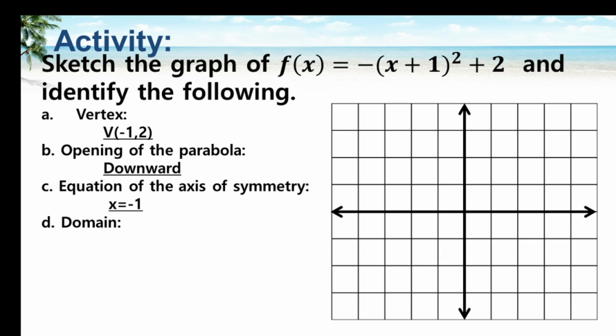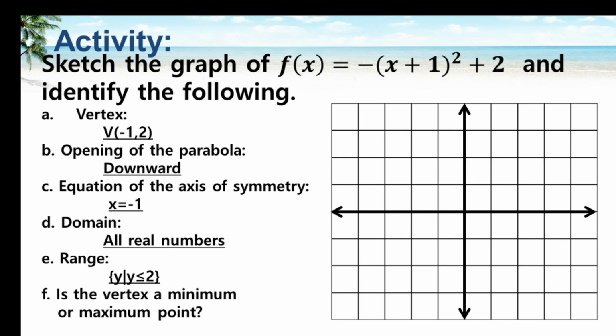What is the domain of the function? The domain is the set of all real numbers. How about the range? The range is the set of all y such that y is less than or equal to 2. And finally, is the vertex a minimum or a maximum point? Yes, well done. The vertex is a maximum point since the parabola opens downward. So therefore, the sketch of the graph is this.